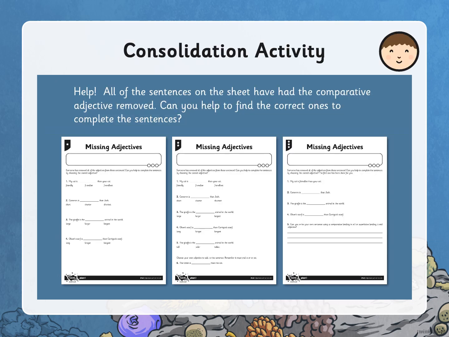For today's activity, all of the comparative adjectives in the sentences have been removed. We need you to find the correct one to complete the sentences and write the chosen word in the space. Think really carefully about which adjective you are choosing and make sure it makes sense in that sentence. Good luck.